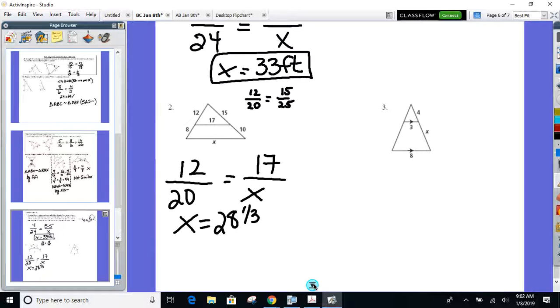Any issues? Three, quick review. What are those arrows again? Parallel. Before you write a ratio, prove to me they're similar.